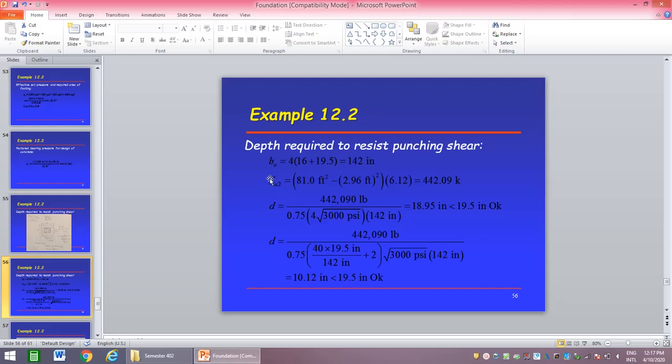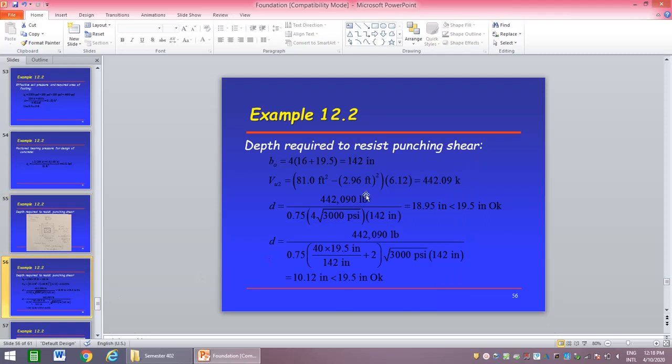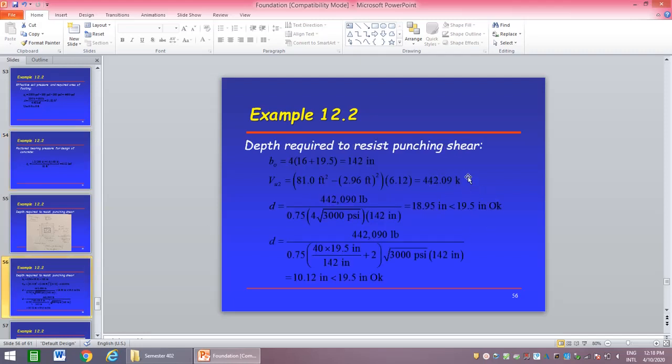So V u, that is the shear force, we have to calculate. How will you calculate the shear force? The total area 9 by 9 minus this small area, that is 2.96 by 2.96, this is the area, multiplied by the soil pressure, we calculated 6.12 here. So here we found that the two-way shear which is acting on the foundation is 442.09.